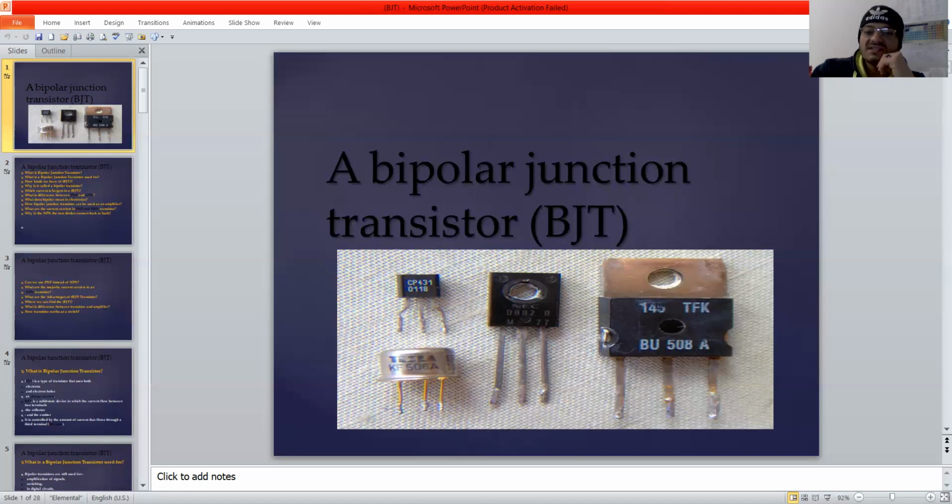Which current is largest in a BJT? Let's think about that. Like I said, we have two kinds of BJT, NPN and PNP. In the NPN, at the N terminals, the electrons will be the majority and holes the minority, and the reverse for the base terminal. Now, let's try to answer this question.